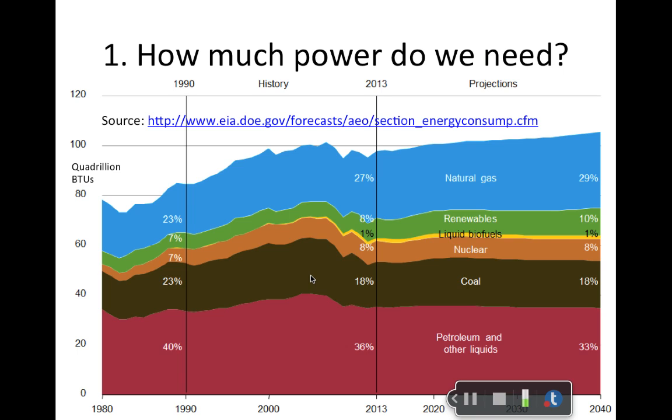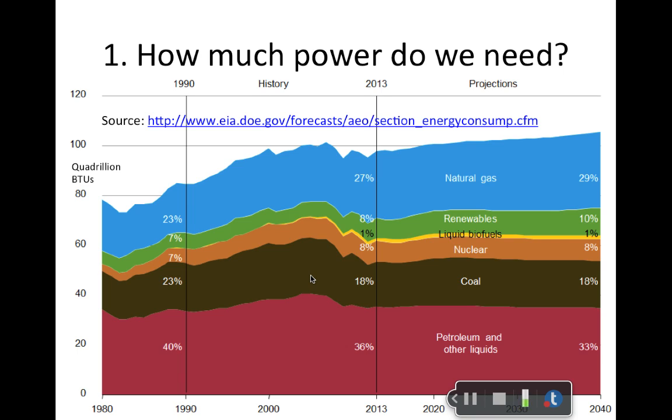Now, first we need to figure out how much energy or how much power we need. What is the amount of power or energy that we are consuming? By the way, power is just the rate of energy. So if you consume a certain amount of energy per second, then that is the power that you're using. That's just the physics definition. But for us, power and energy will mean pretty much the same thing.